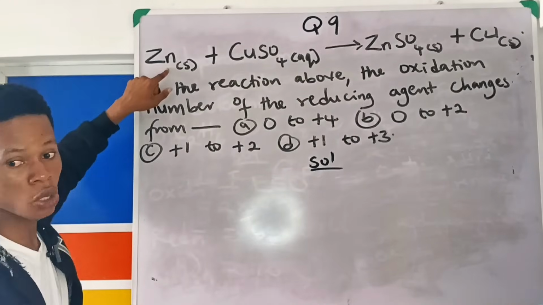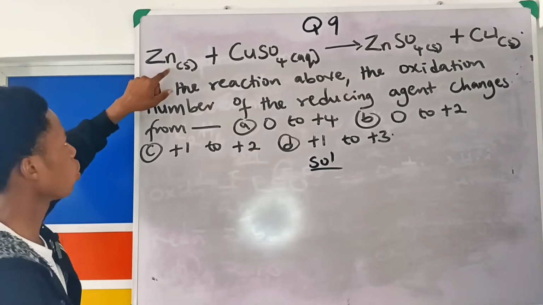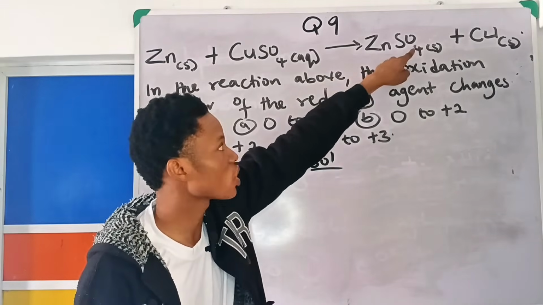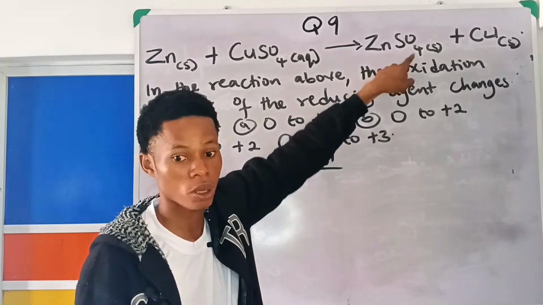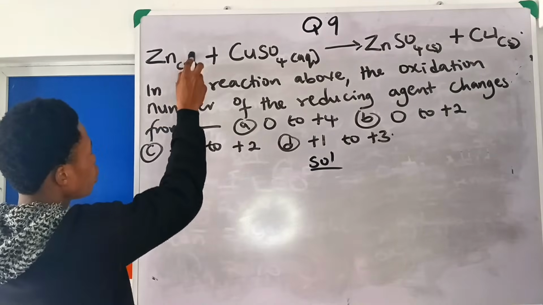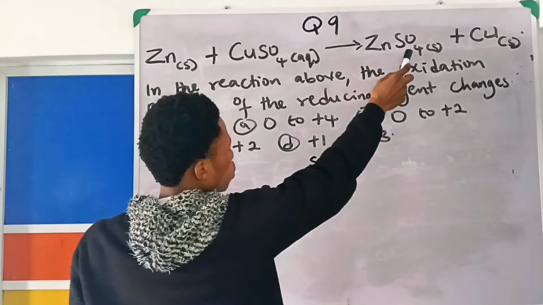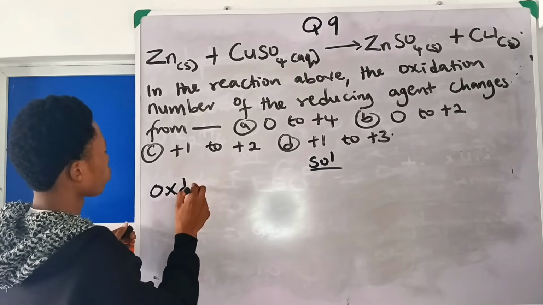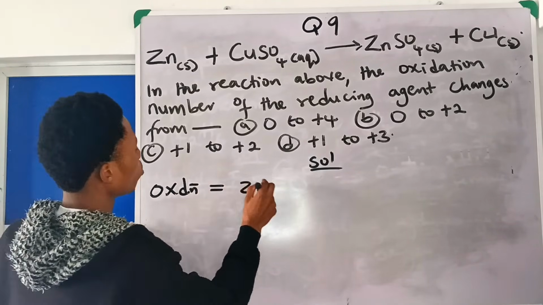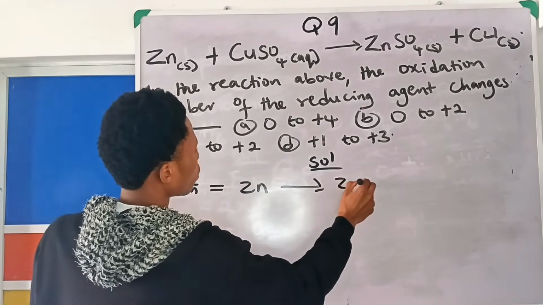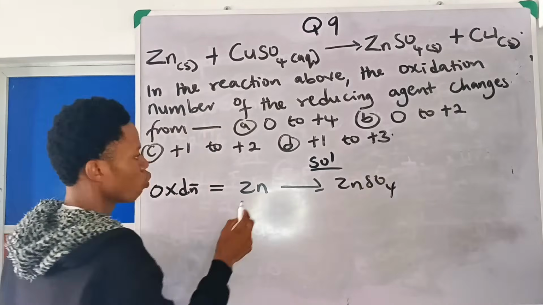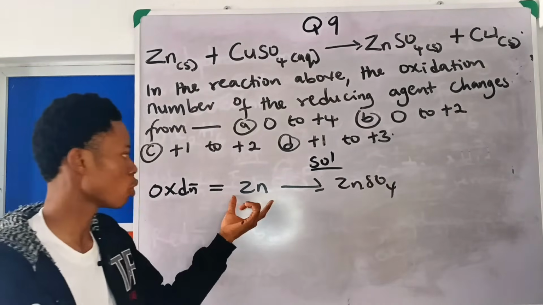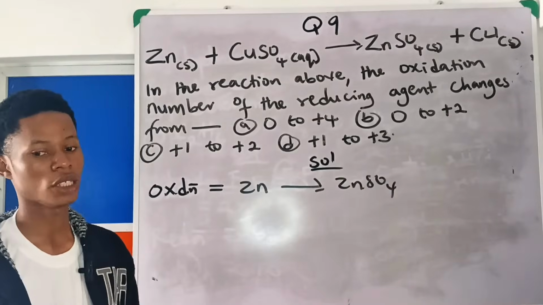Zinc here, is there oxygen with zinc here? No, there is no oxygen with zinc here. Is there oxygen with this zinc here? Yes, there is oxygen with zinc here. Is there any O here? No. Here, is there oxygen? Yes. So now the oxidation reaction here is from zinc to what? Zinc sulfate. Because remember we say oxidation is what? Addition of oxygen. So here there was no oxygen, but oxygen is added here.